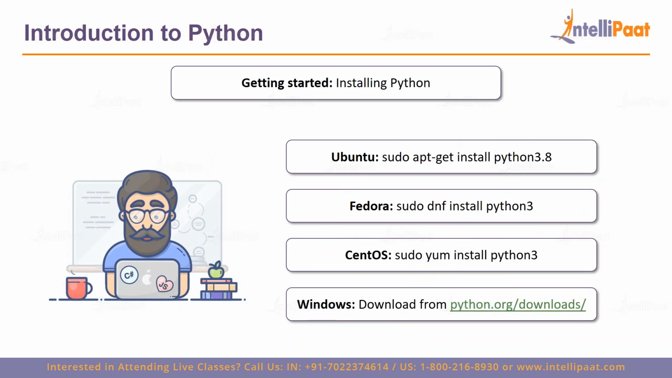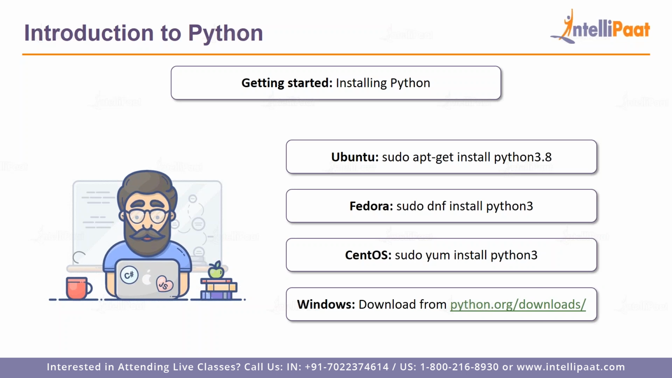So how do you get started with Python? Well, the first thing you have to do is install Python. Depending on the operating system that you have, you will have several ways of doing it. If you are using one of the mentioned Linux distributions, so things like Ubuntu, Fedora, or CentOS, we have provided you with the commands that you can run. You can run sudo apt-get install python3.8. This will help you install Python 3.8 on your system.